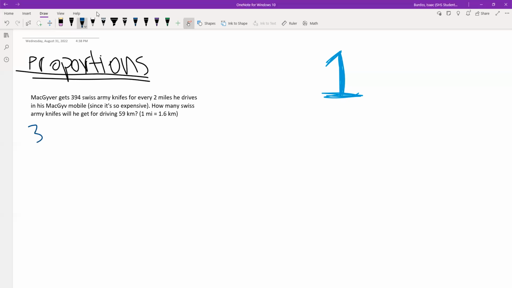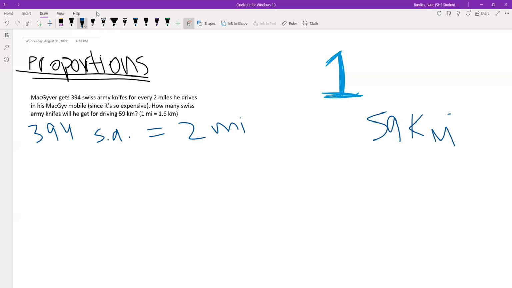So first we just write what we know. I can abbreviate. 394, he gets that for 2 miles. And we're trying to find 59 kilometers. Well, we need to first convert this to miles. The easiest way to convert between units, in my opinion, is using a proportion.